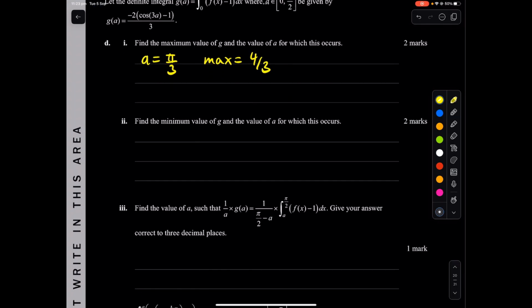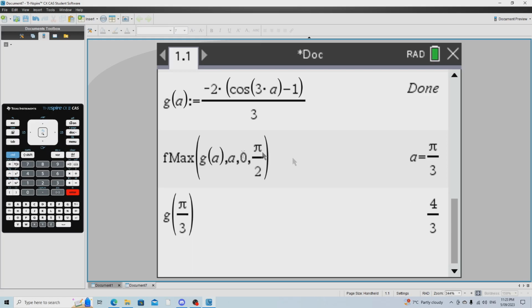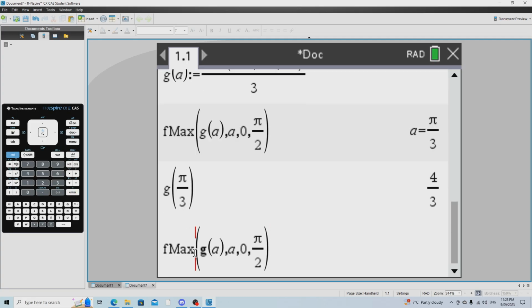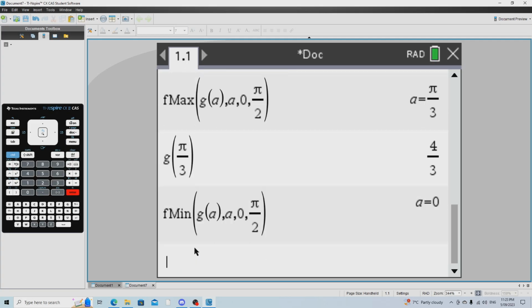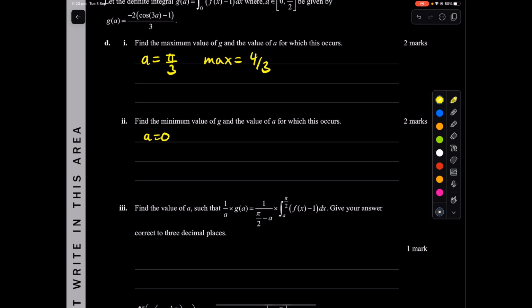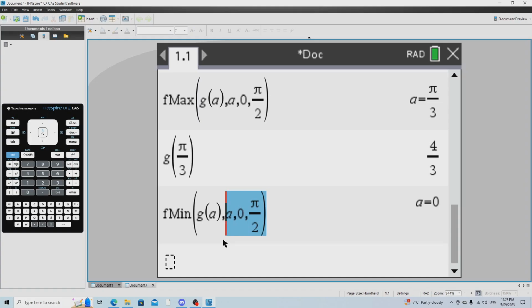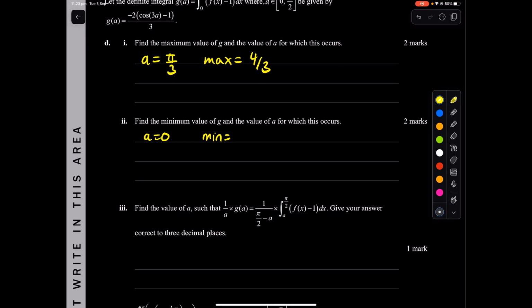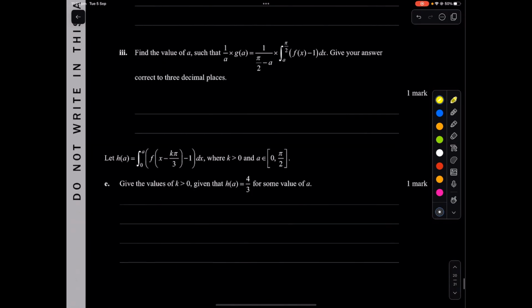Find the minimum value of g and the value of a at which it occurs. So same thing, take this here, change that to min. So the min value occurs at a equals 0, and the min should equal g of 0, which is 0. Done. Find the value of a such that 1 over a times g of a equals this, giving your answer correct to 3 decimal places, 1 mark.